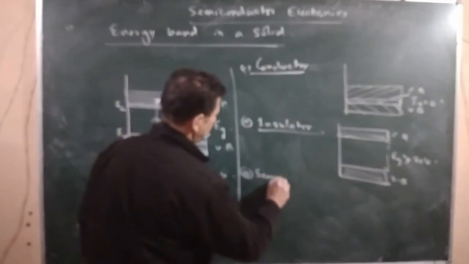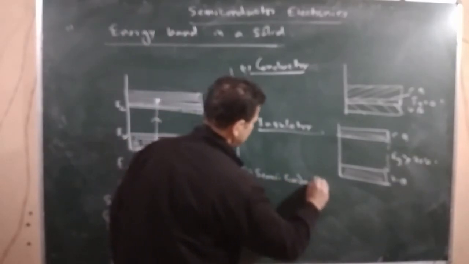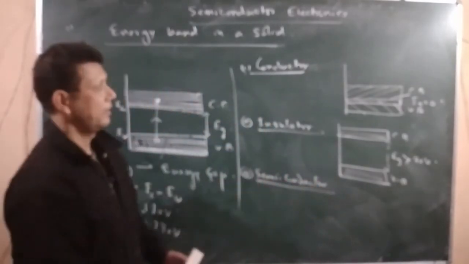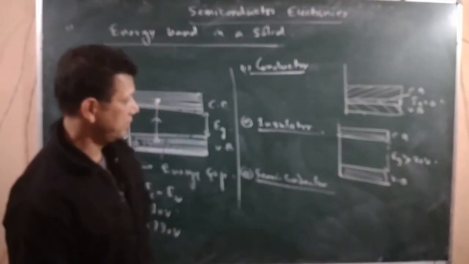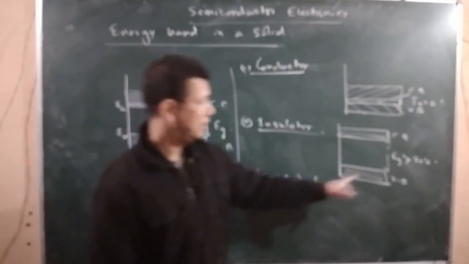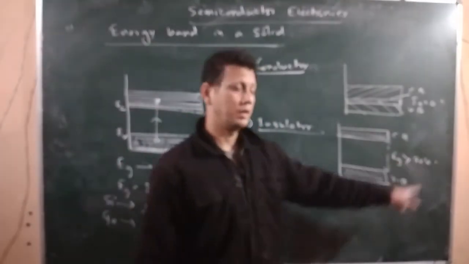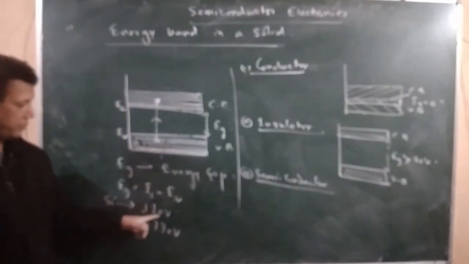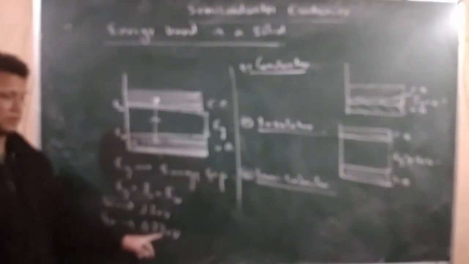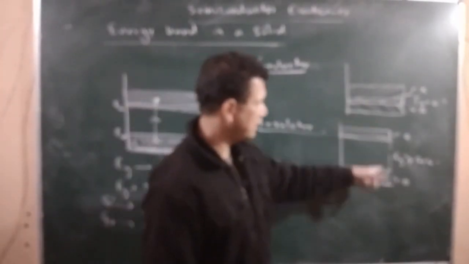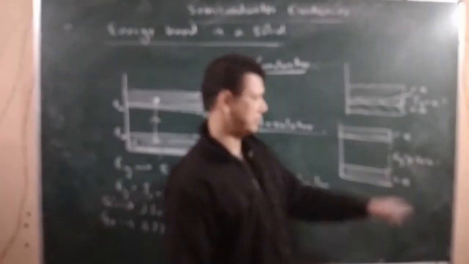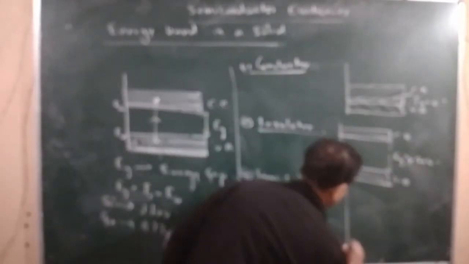Semiconductor, already mentioned. In the case of a semiconductor the energy gap is definitely smaller. The energy gap in a semiconductor is less than 3 electron volt. In case of silicon it is 1.1 electron volt and in case of germanium it is 0.73, so different semiconductor materials will have different energy gaps, but all those energy gaps are less than 3 electron volt.